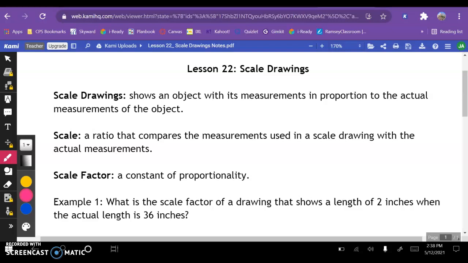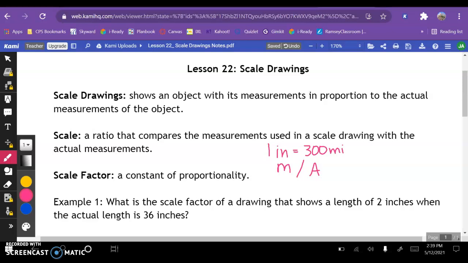The scale is the ratio that actually compares the measurements used in a scale drawing with the actual measurements. So for instance, we might have 1 inch equals maybe 300 miles on a map, or something along those lines. So that is our scale. So it's always our model over our actual. Our model is always the first one.